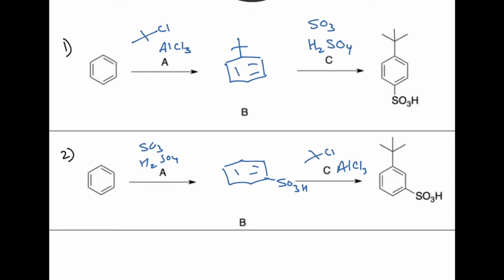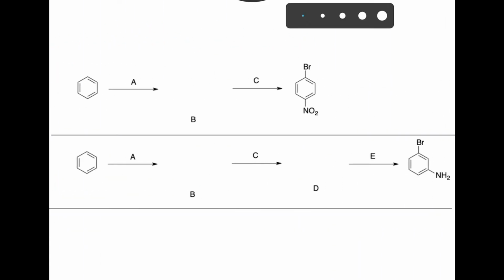Reasonable? For number three here, which group am I going to put on first? I'm going to put on the bromine because it directs ortho-para.